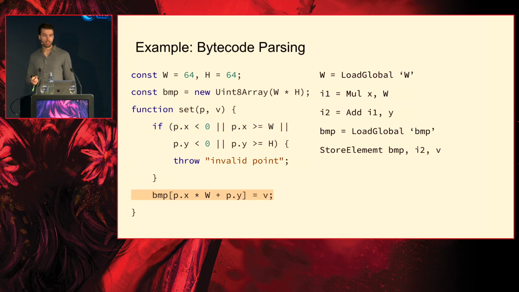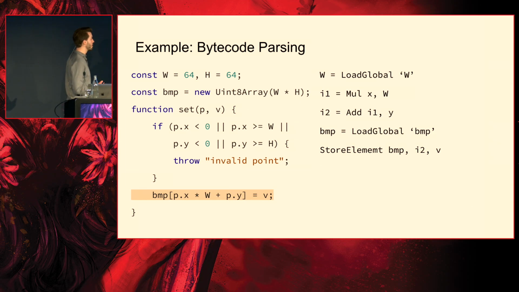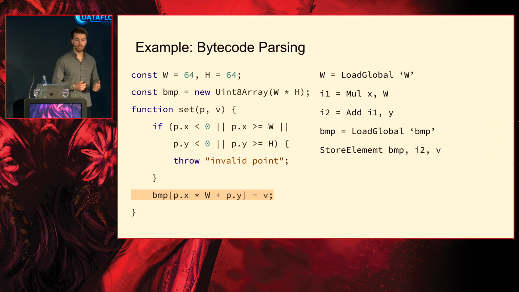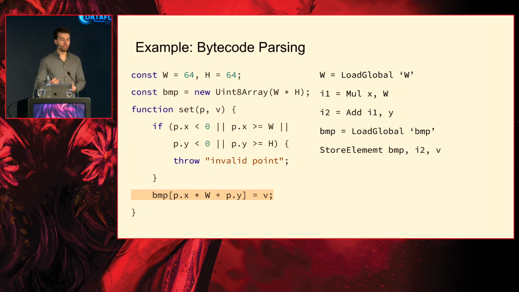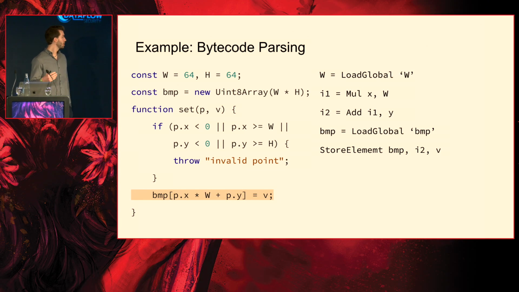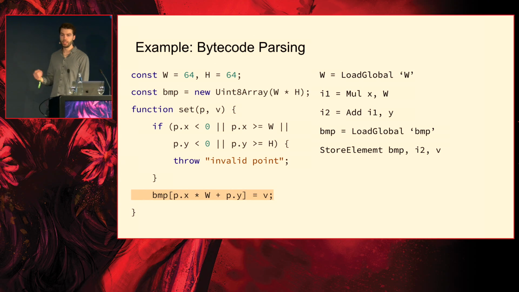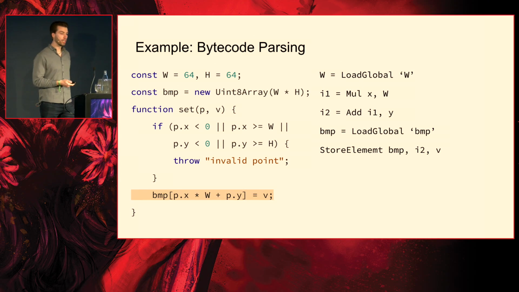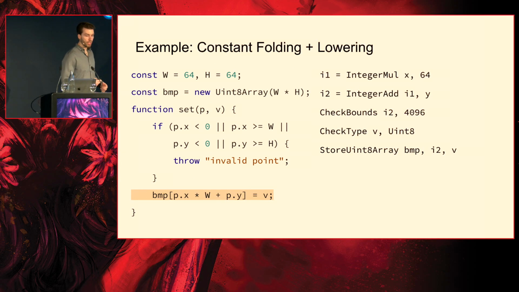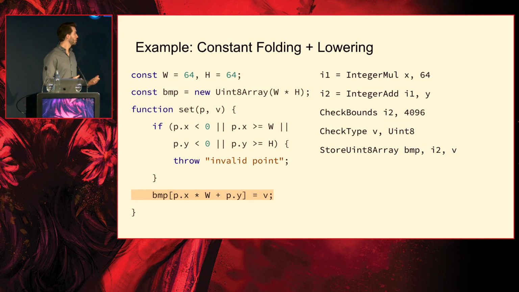Let's look at this line down here, where it stores the value into the uint8 array. And again, at first, this is going to look pretty high level. It's loading the global value w, doing a generic multiplication, a generic addition, loading the global BMP value, and doing a generic store element. Same kind of similar thing here. We do lowering, and in this case, we also do constant folding.